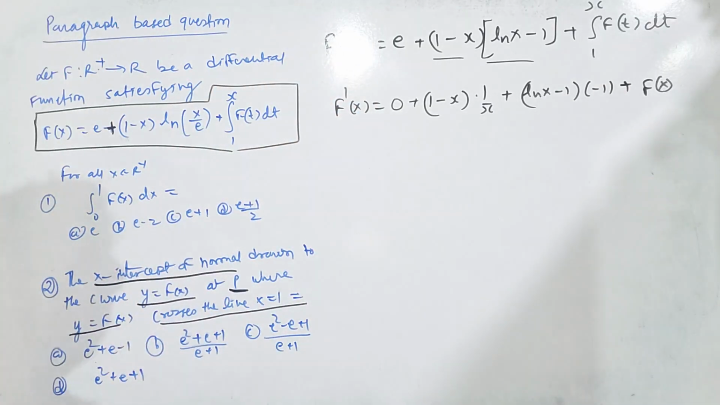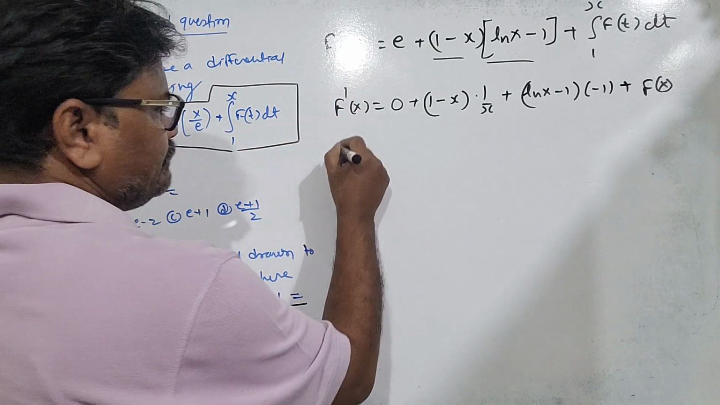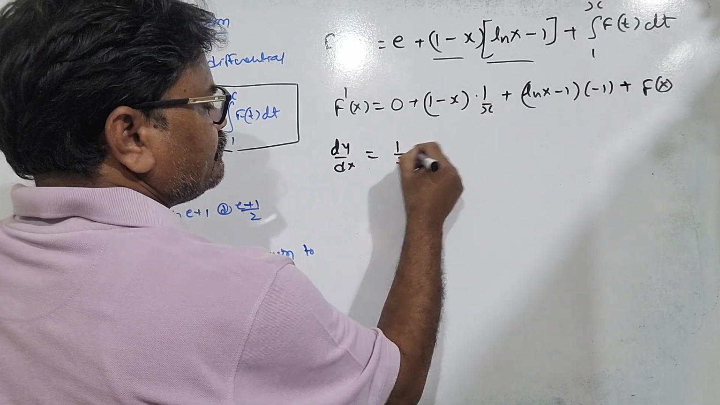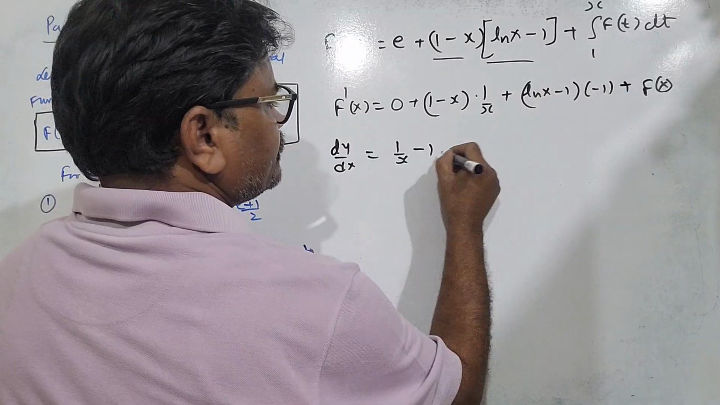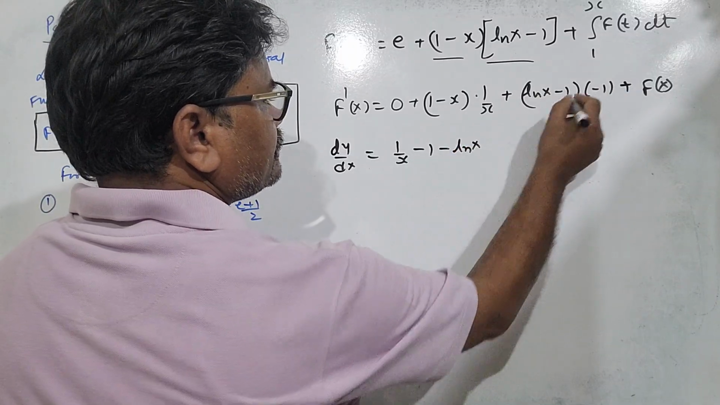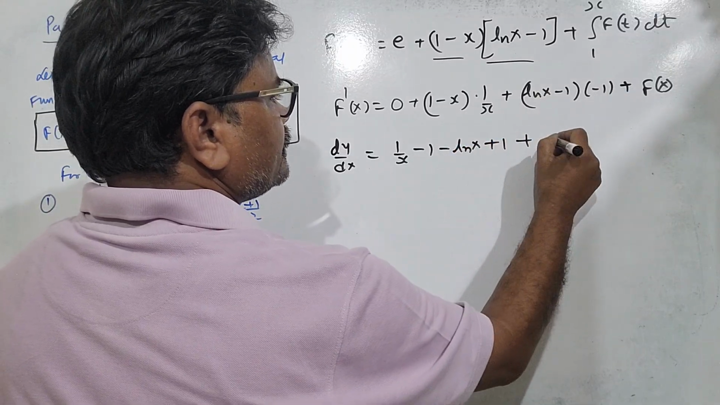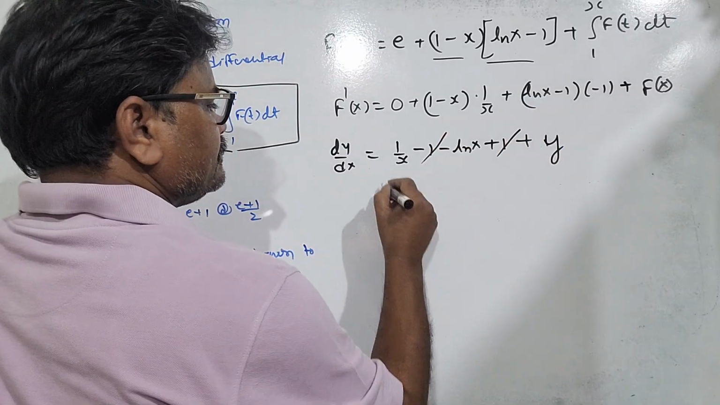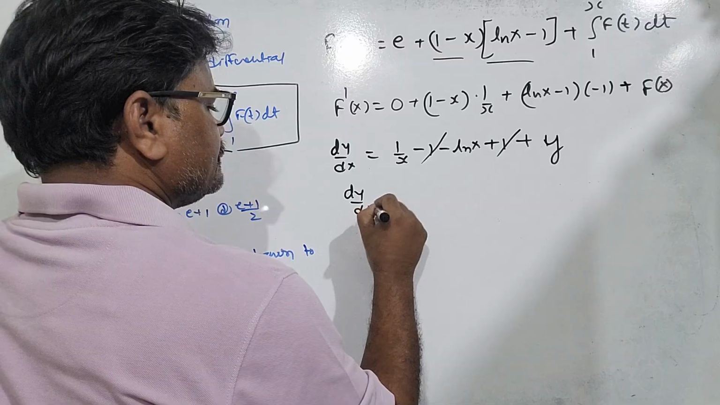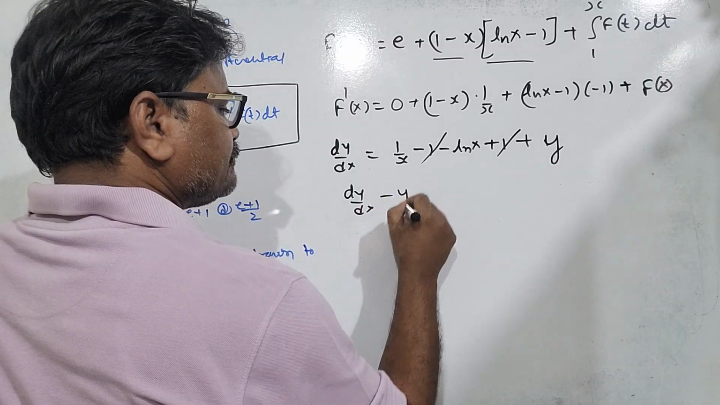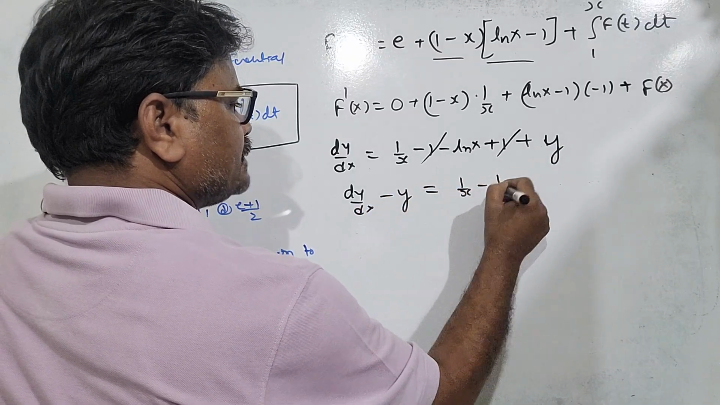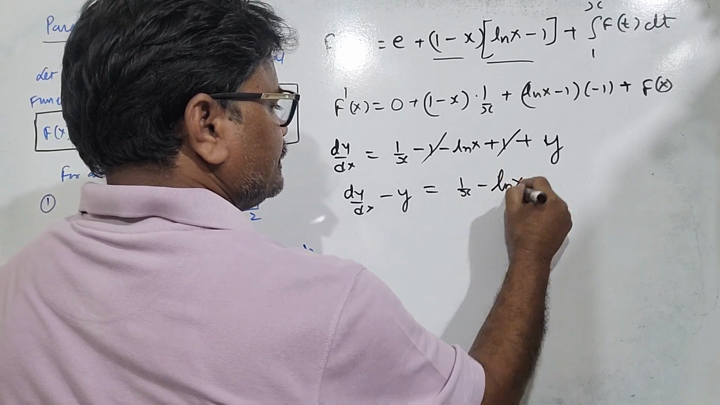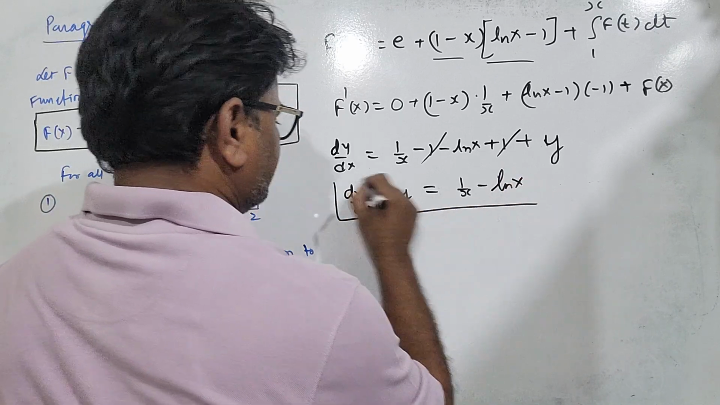You know that. So here I can write dy by dx equals: this 1 by x is multiplied here to (1 by x minus 1), this minus 1 is multiplied here to minus ln x. Minus minus plus 1 plus y, since f(x) is y. So the 1 gets cancelled out. So we have dy by dx, and this plus y is coming to the left as minus y, equal to 1 upon x minus ln x. So this is your differential equation.